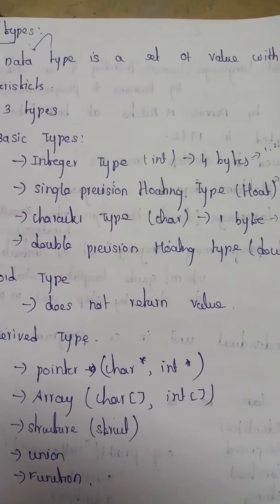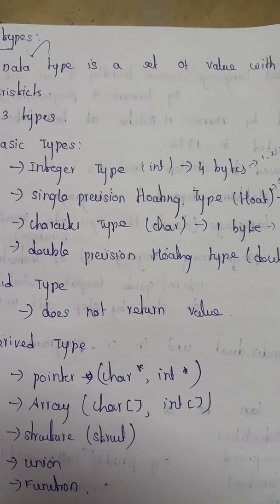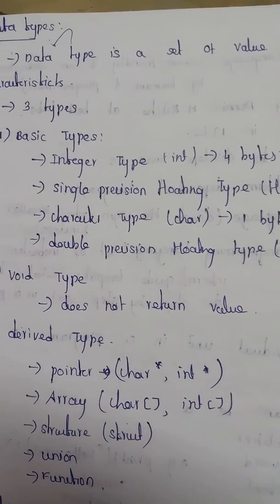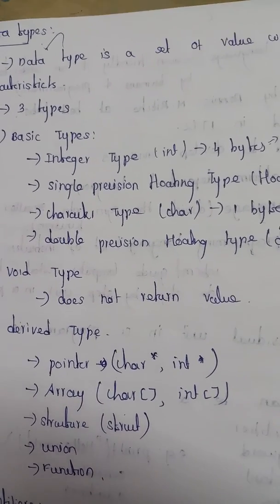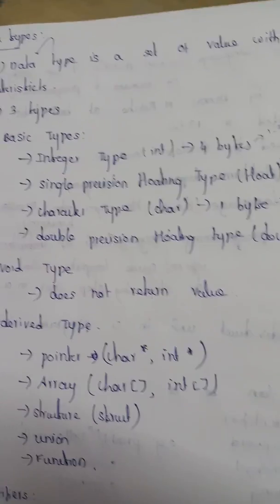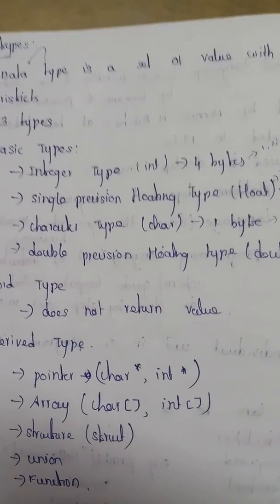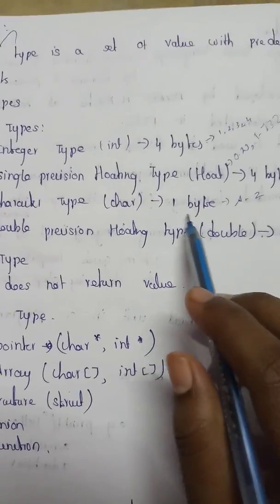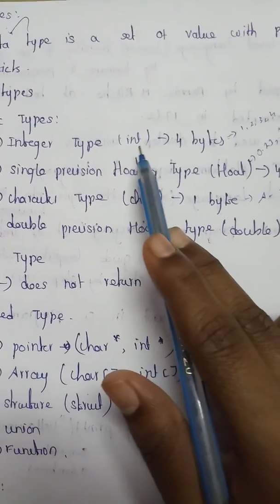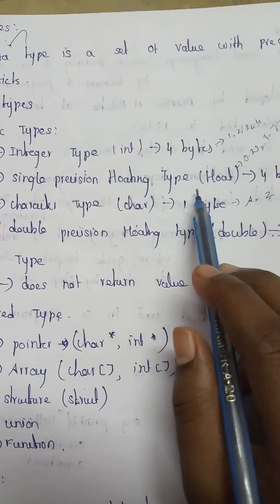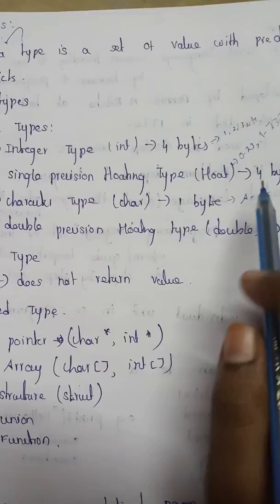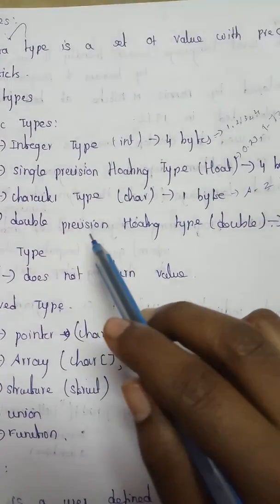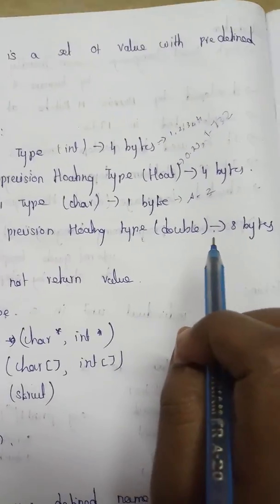The next one is single precision floating type. Floating means decimals. The next one is character type, which means the alphabets. It is mainly used for alphabets, and it is declared as char, and it will take 1 byte. Here integer takes 4 bytes. It is declared as int. Floating type is declared as float, and it takes 4 bytes. Character char 1 byte. Double precision floating type double, it takes 8 bytes.